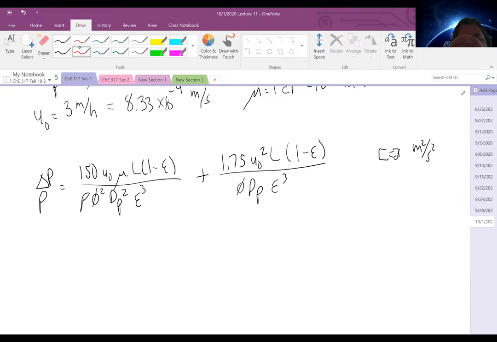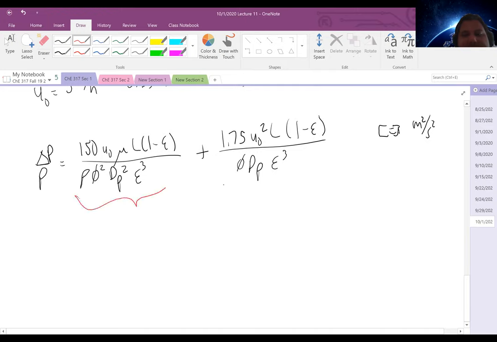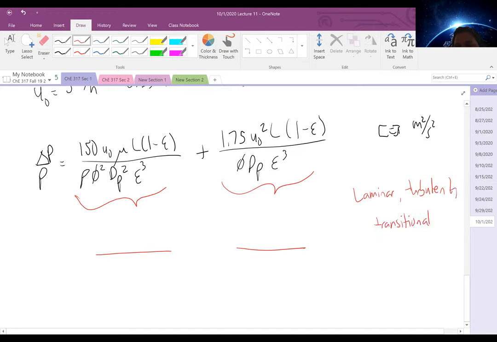And what I'd like you all to do, I'm going to shoot you off into breakout rooms, is solve for each of these two terms. And once you get numbers for each of these terms, you can tell me whether this flow is primarily laminar, turbulent, or can be considered transitional flow. So go ahead and do that calculation. I'll give you about three to four minutes to work through it. Let's see what we can come up with.